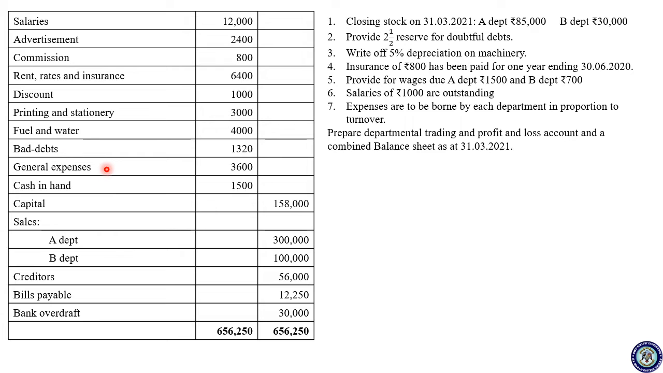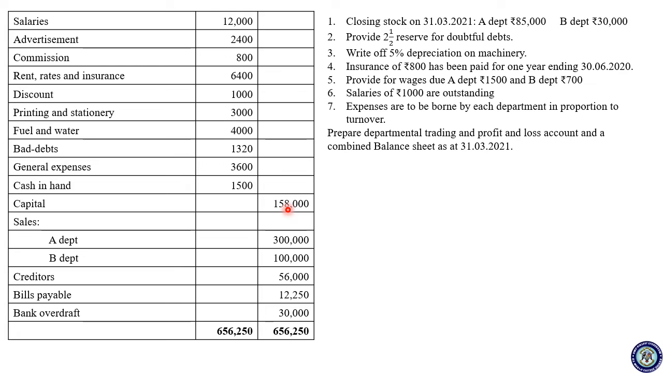So general expense is a P&L item, cash in hand is an asset, capital is a liability, sales is the trading credit side, creditors, bills payable and bank overdraft is a liability. If you find it very difficult to identify the item, you just see the columns. Debit means asset or expenses, credit means liability or income. If you know that rule, then you can classify the item.